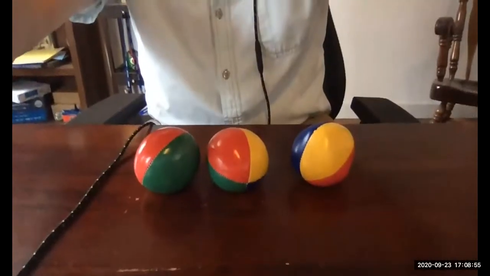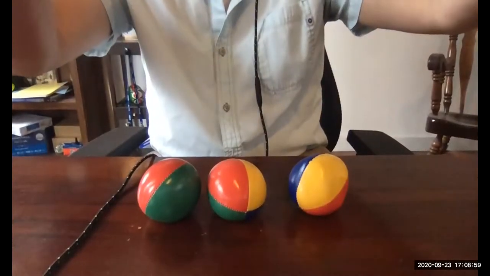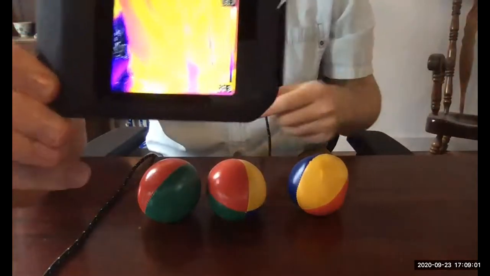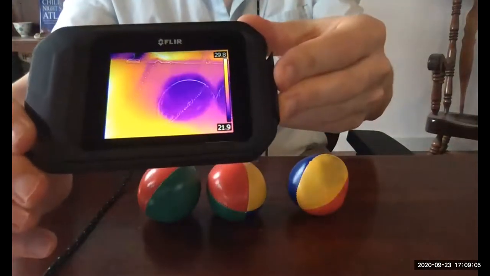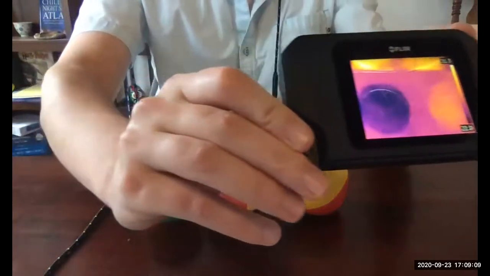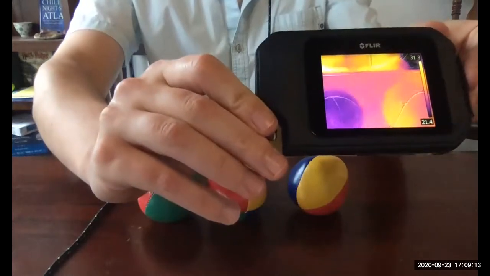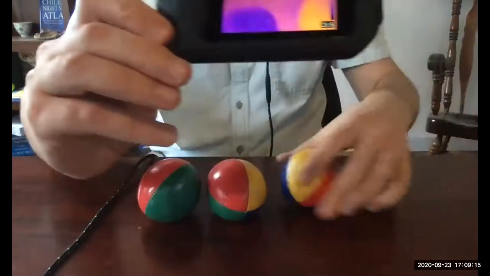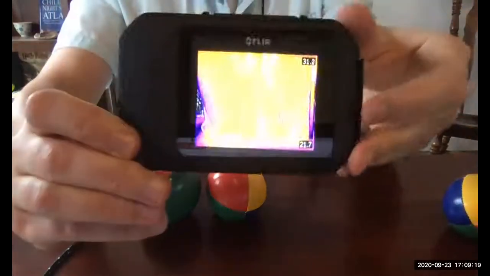I also have these three juggling balls sitting here. One of these I was holding in my hand prior to starting this video. Let's see if we can figure out which one. All right, that one looks like it's pretty cold. Middle one's pretty cold. Oh wait, that one is warm. Okay, so now I can use the thermal light that this ball is still pretty warm from when I was just holding it in my hand.